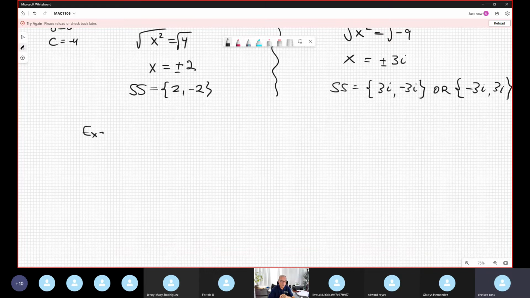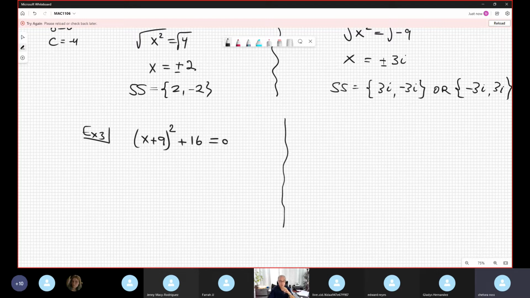Another example, a little bit more complicated. Suppose we have x plus 9 squared plus 16 equals 0. Yeah, we have here in example 4, it's doing both simultaneously. P plus 10 squared equal to 100. It's a classical quadratic equation.